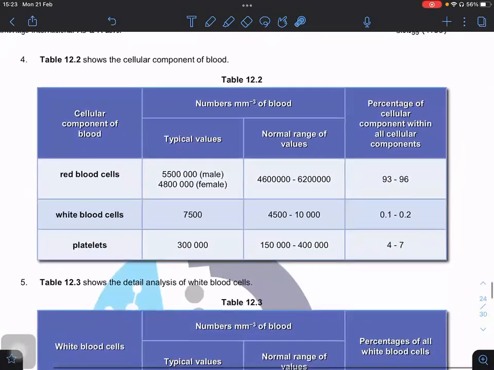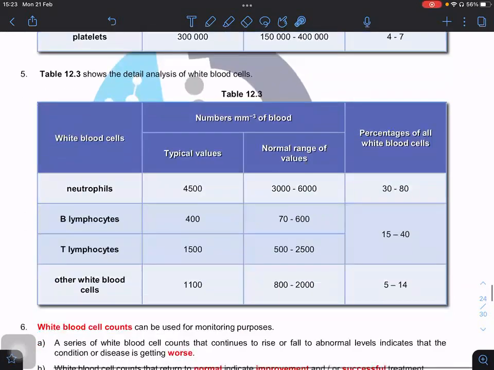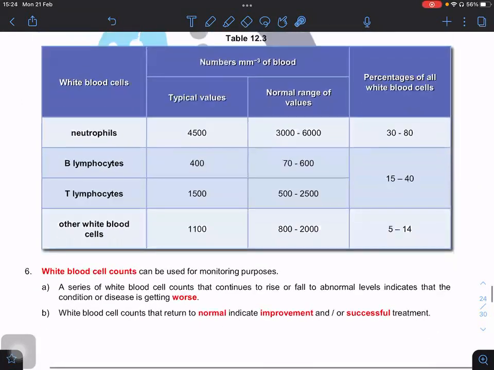So this table you do not need to memorize. Basically, it tells you the red blood cell, white blood cell, and platelets, and the typical value per cubic millimeter of blood. Also, for neutrophil, B lymphocyte, T lymphocyte, and other kinds of white blood cells, what their percentages are. Okay, so this one is just for information only.